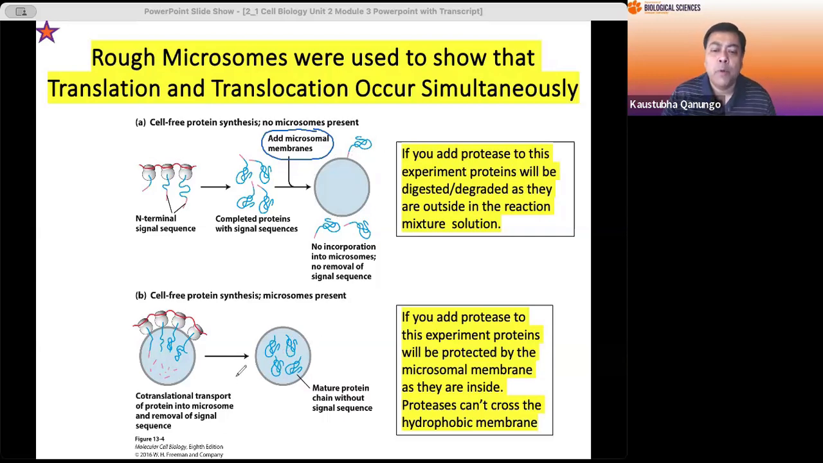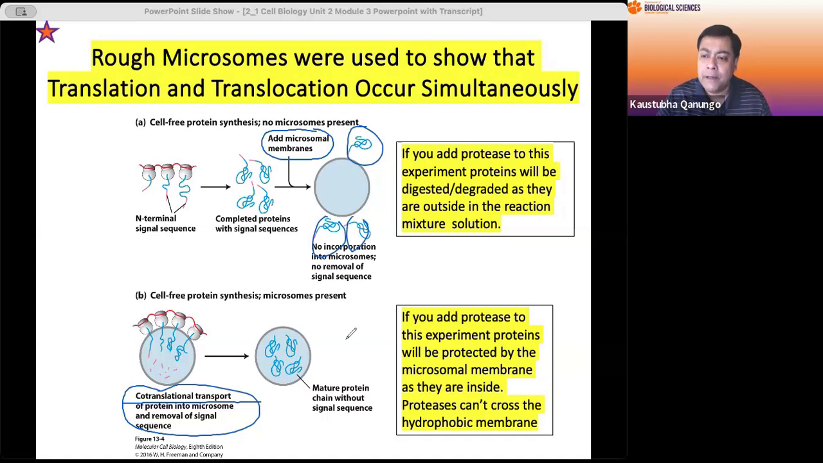In the next one, they added the microsomes at the same time when the translation is occurring. And it showed the co-translational transport and the removal of the signal sequence. That is a separate experiment that we saw. Here, the idea is how do we know that these proteins are really outside or inside?